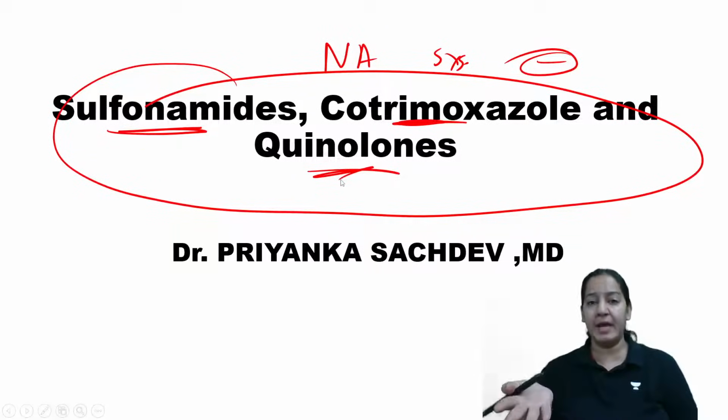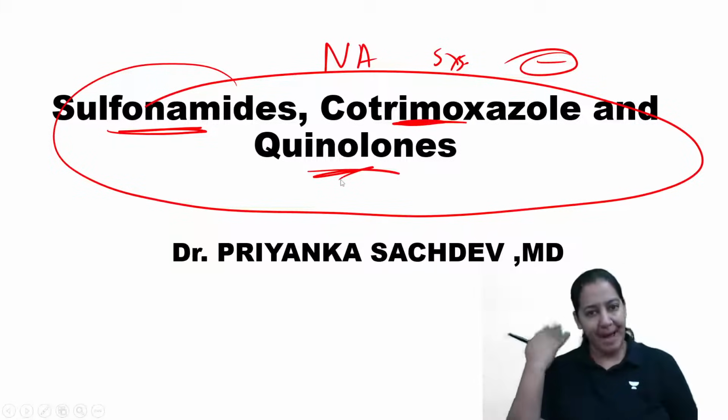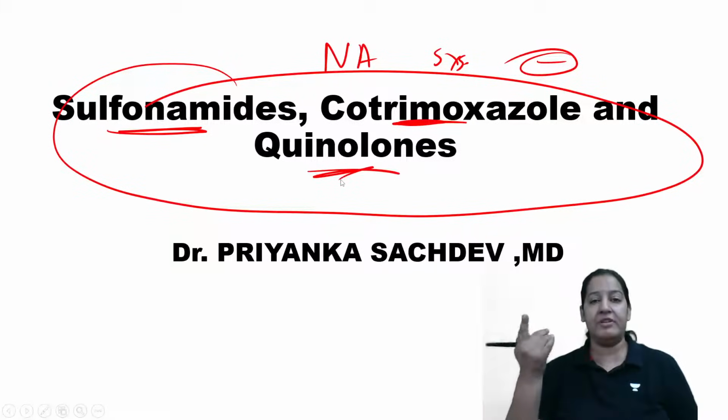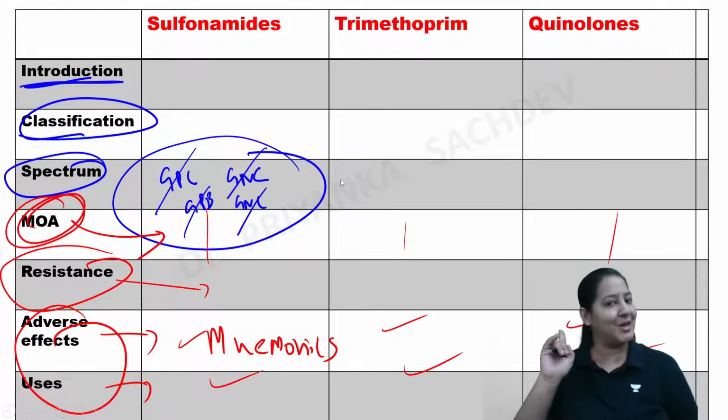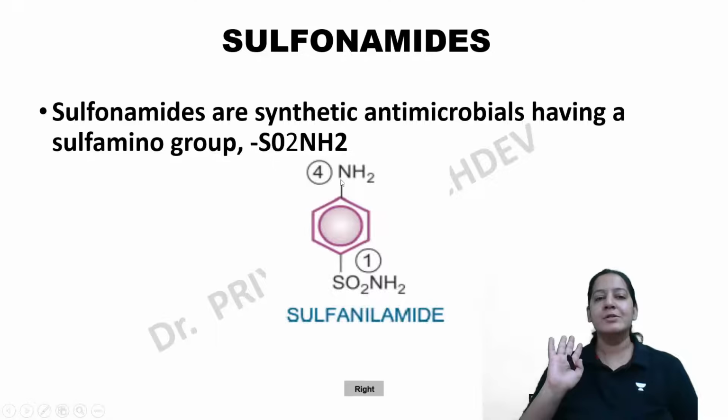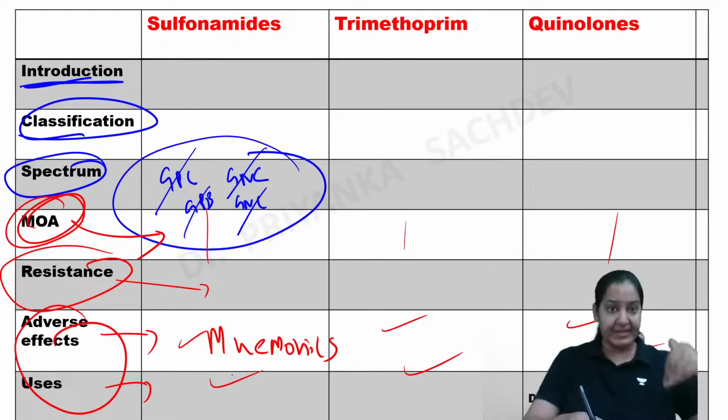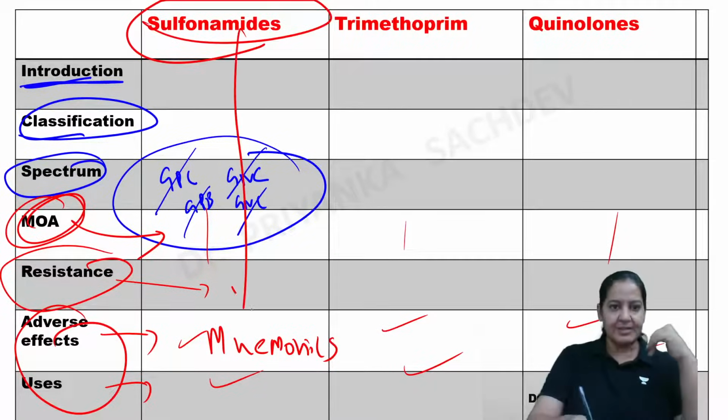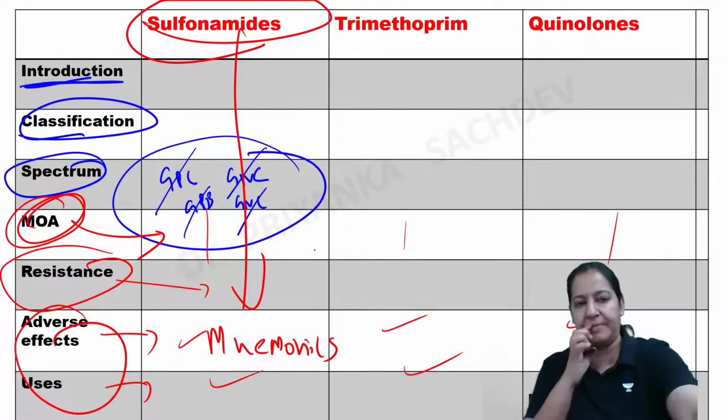I request all the students to take the notebook out, take the pen out and start making this table with me. If you are not following my commands, you are making a big mistake and you will realize at the end of the session that ma'am had said we should have made it along with her. So please take it out and start making it. Start the first chapter and start filling this column.